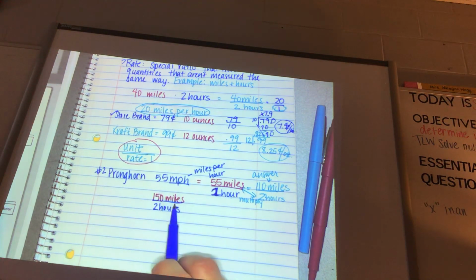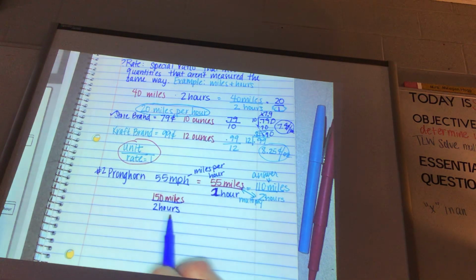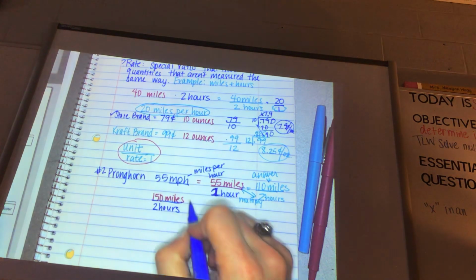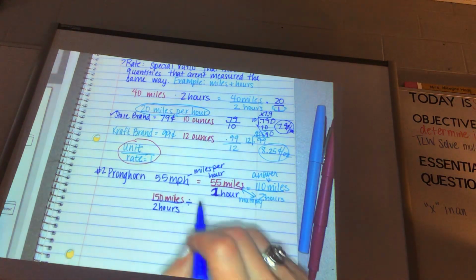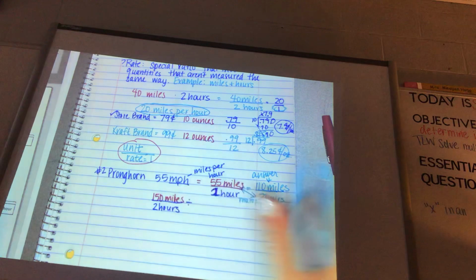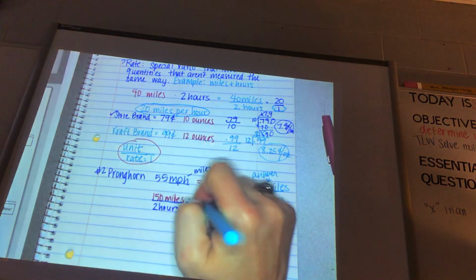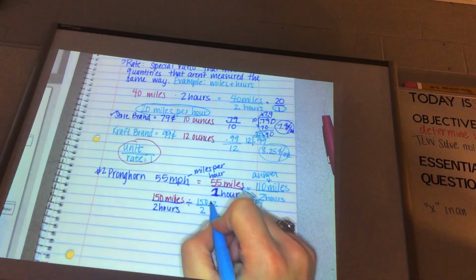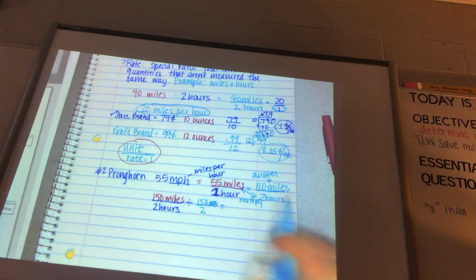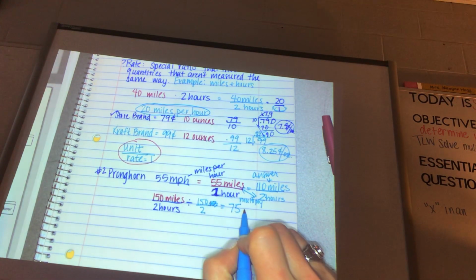What math are we going to use? Adding, subtracting, multiplying, or dividing? Which one of those functions are we going to use to get to the unit rate? You have to divide, right? This means divide. 150 divided by 2 hours. So if you did 150 divided by 2, or 150 over 2, same thing, okay? You would get what? 75. So 75 miles per hour is the unit rate, we got it into 1 hour, of the fastest animal.